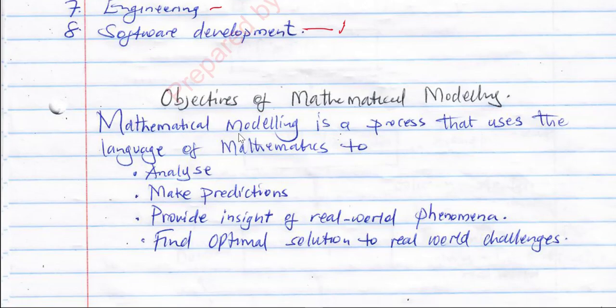Then the objective of mathematical modeling is to analyze, and when you analyze the situation or phenomena, you have to make predictions. Then you have to provide insights for the real world phenomena. Then again, you have to find the optimum solution for real world challenges. These are the languages of mathematics: modeling is a language that will analyze the situation, make predictions, provide insight into the real world, and give us the optimum solution, the best solution for a certain real world challenge or problem.